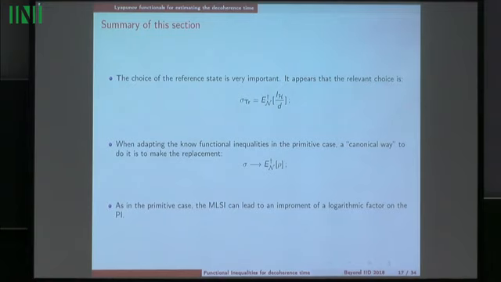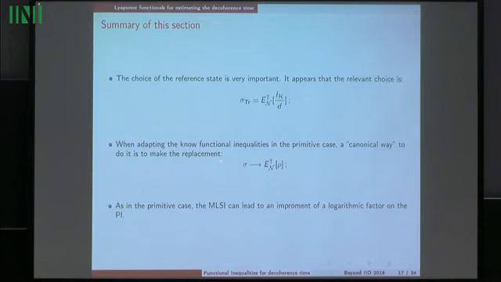Okay, so a small summary of this section. It was really important in what I did to define the reference state to be these states. And also, here what I did is generalize functional inequalities that were defined for primitive semigroups, and I generalized them to non-primitive evolution.